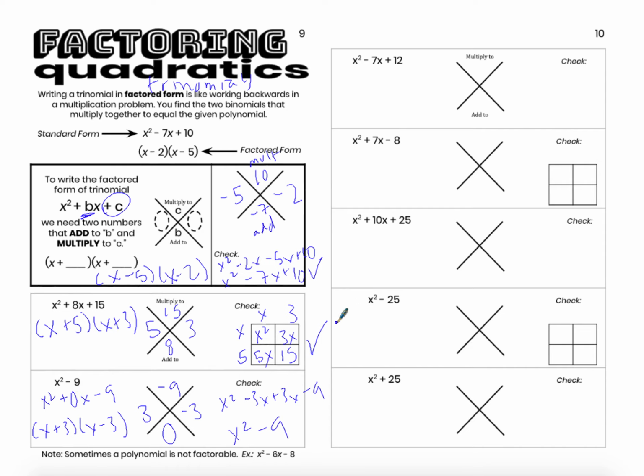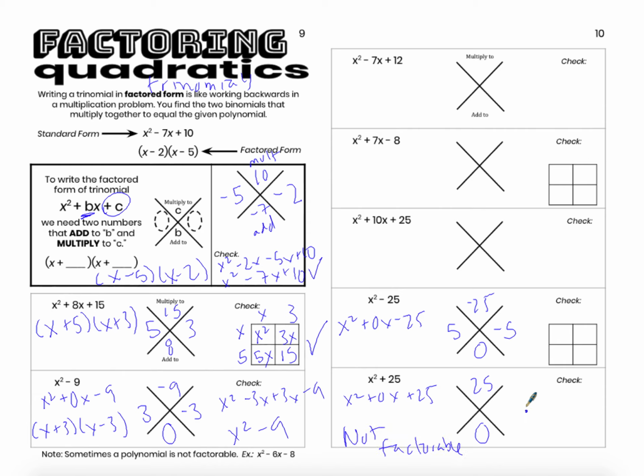This is a similar one, x squared plus 0x minus 25. So what two numbers multiply to negative 25 but add to 0? Just 5 and negative 5. That's compared to this case where we're looking for two numbers that add to 0 but multiply to positive 25. This is a case that is not factorable, so you would write not factorable.